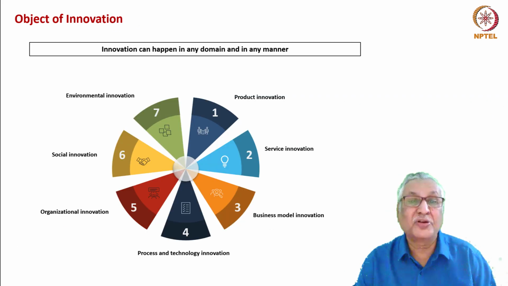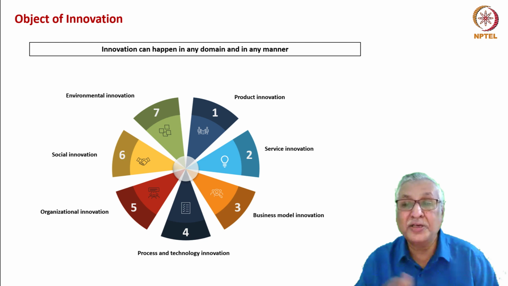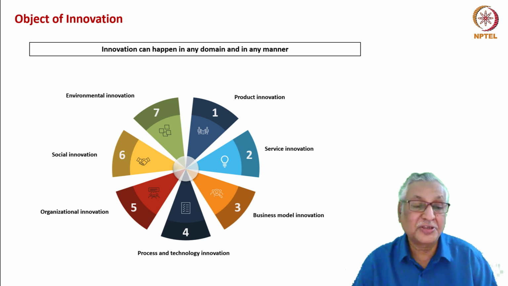What are the objects of innovation? Innovation can happen in any domain and in any manner. There are seven important aspects of any innovation, and innovation is required to create growth industries: product innovation, service innovation, business model innovation, process and technology innovation, organizational innovation, social innovation, and environmental innovation.